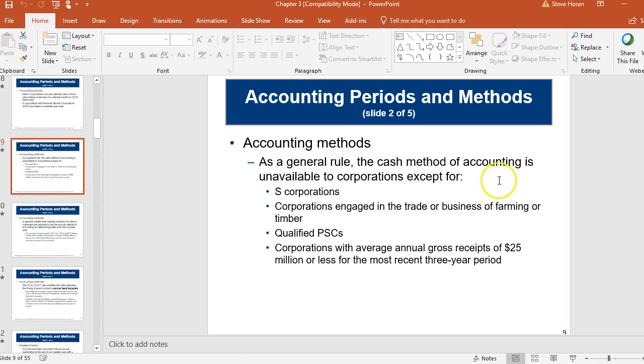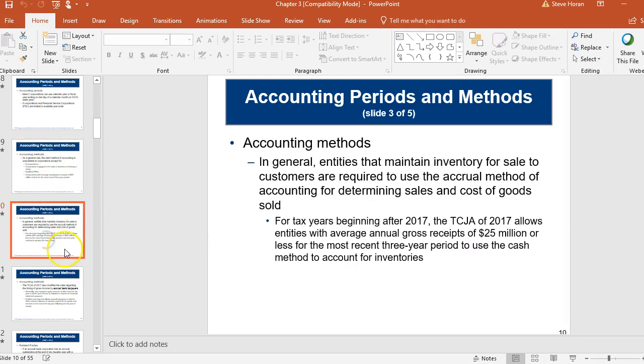As a general rule, the cash method of accounting is not available to corporations except for S corps, corps that are doing farming or timber, qualified PSCs, or corporations with average annual gross receipts of $25 million or less for the most recent 3-year period. Okay, so those are the exceptions.